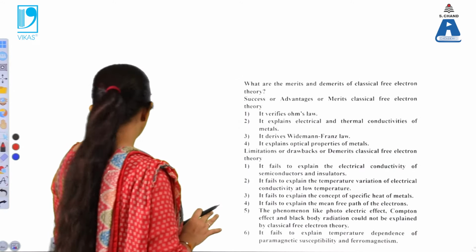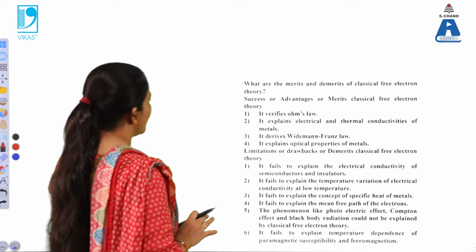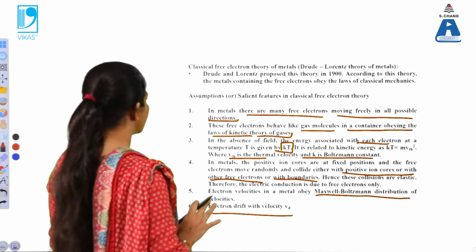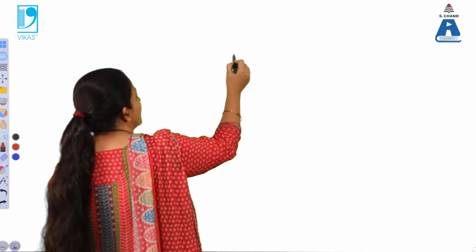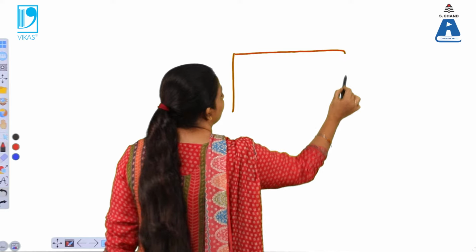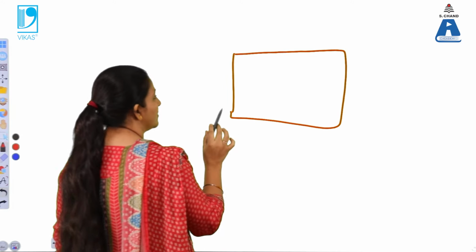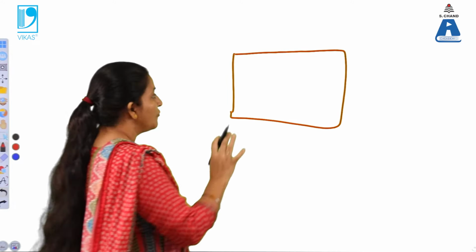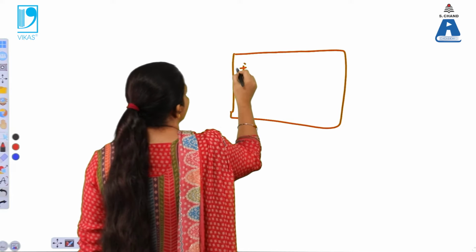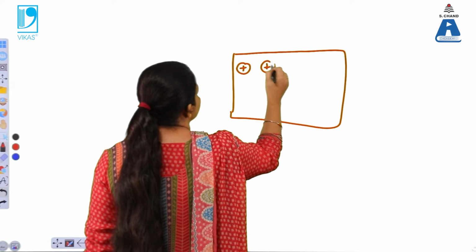So what are these assumptions? According to these assumptions, it is explained like this. Classically, if this is a solid, we know that in a solid different kinds of atoms are present.